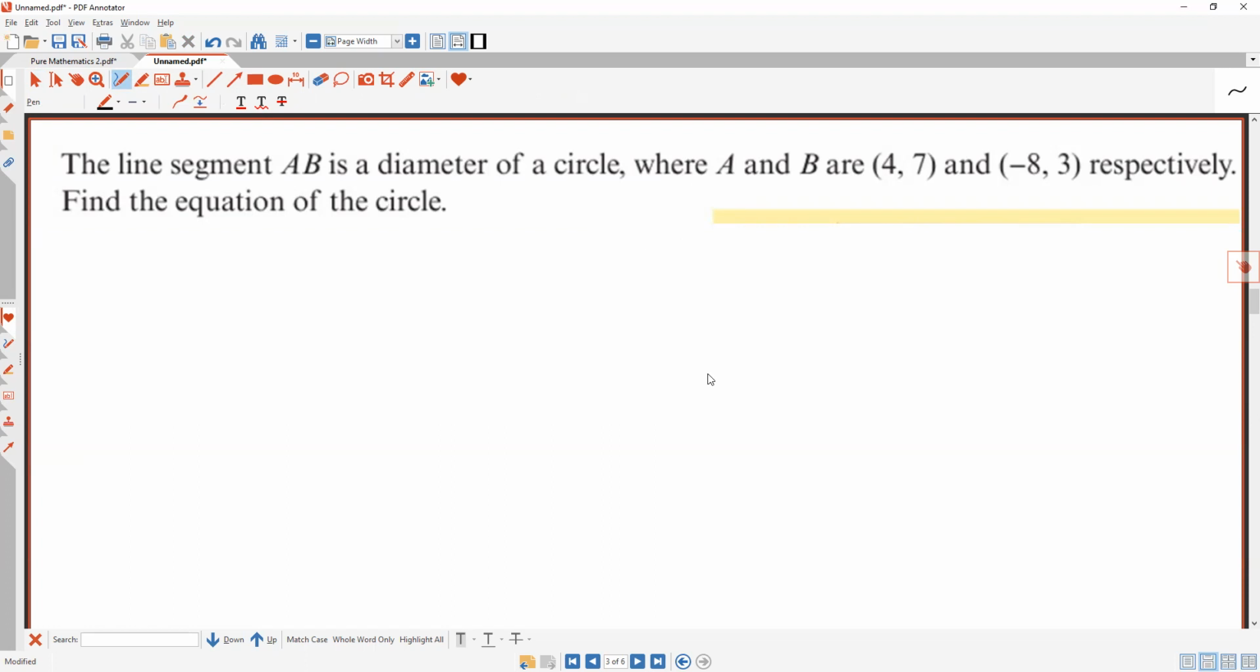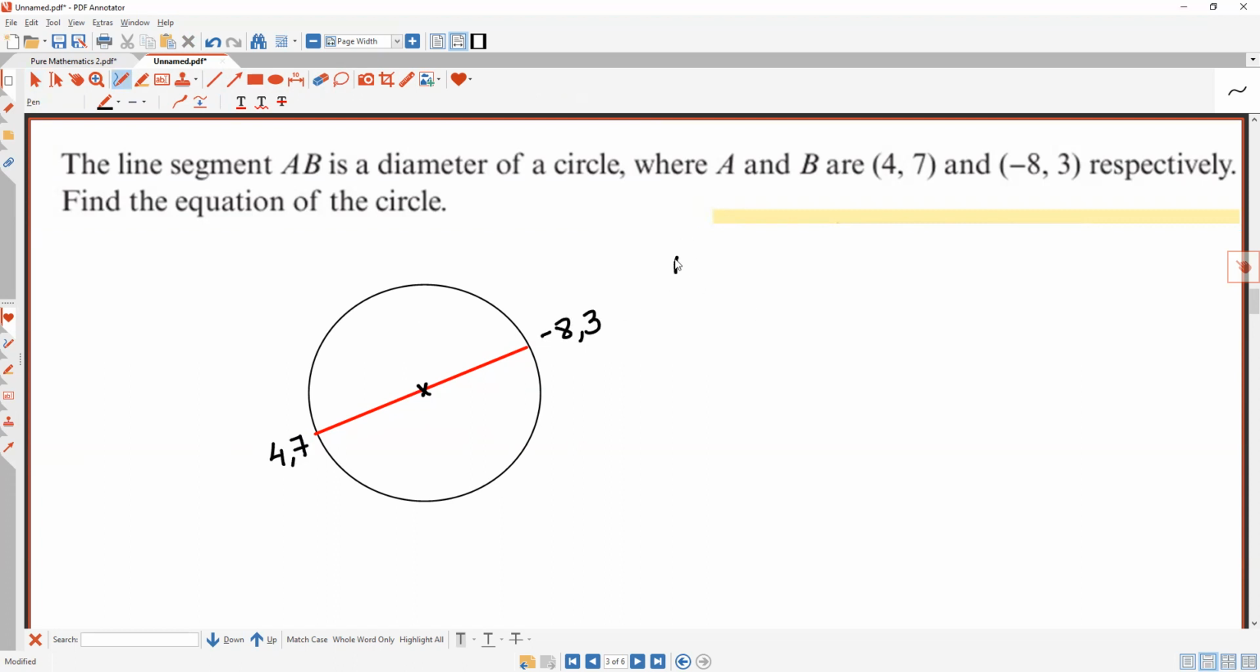Now the line segment AB is a diameter of a circle. So we are going to draw a diameter of a circle. And we have AB. So let's draw an AB. Respectively, find the equation of the circle. To find the equation of a circle, I need the center. So this is 4,7 and this is -8,3.